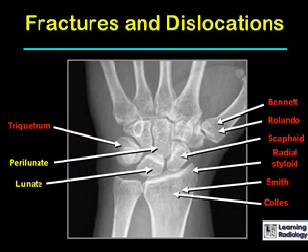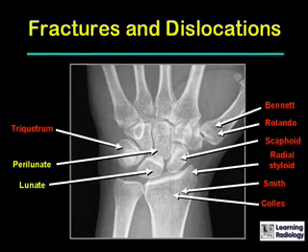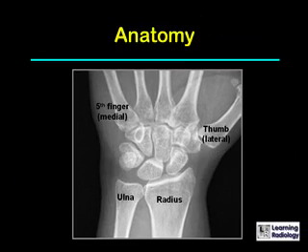We're going to be talking about fractures of the triquetrum, Bennett, Rolando, scaphoid, radial styloid, Smith and Colles fractures, and perilunate and lunate dislocations. First, some normal anatomy.